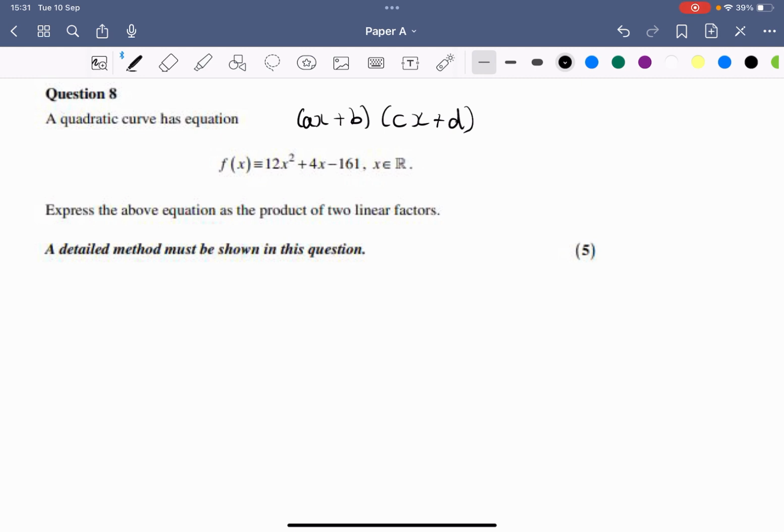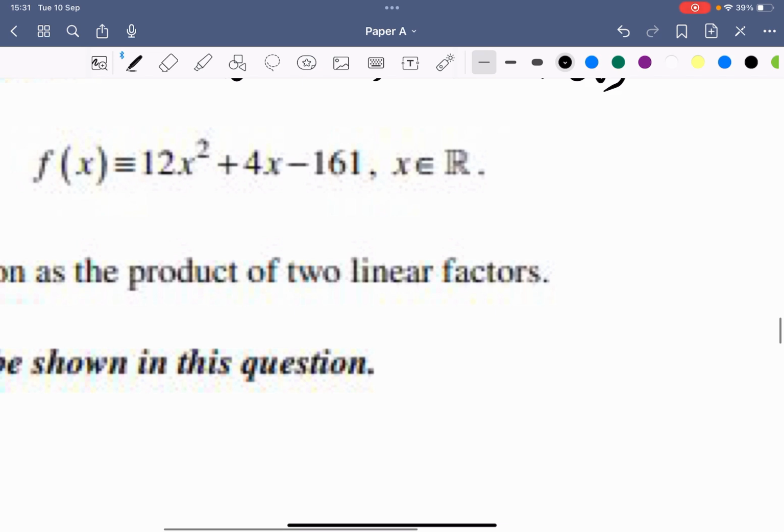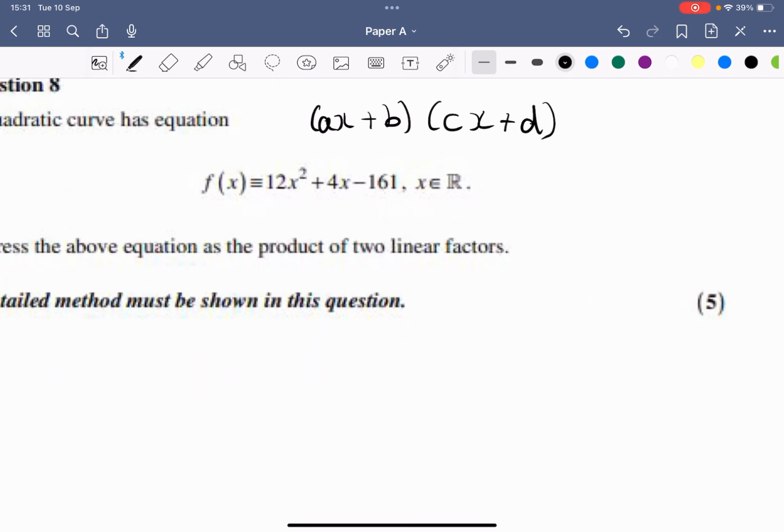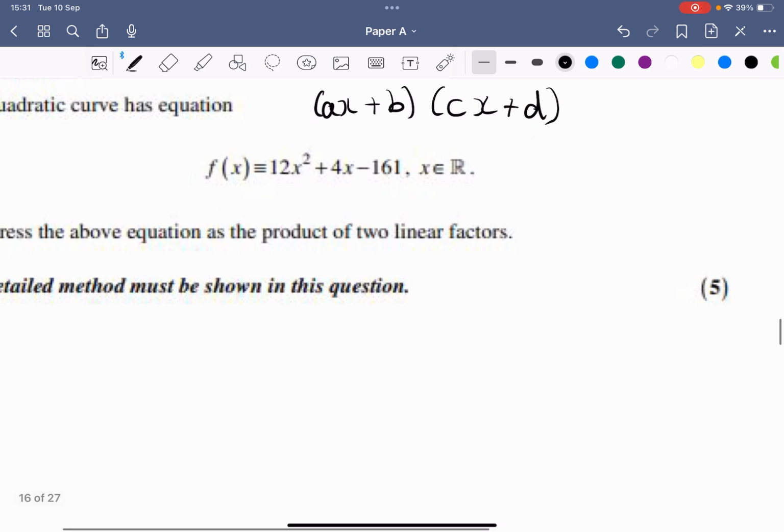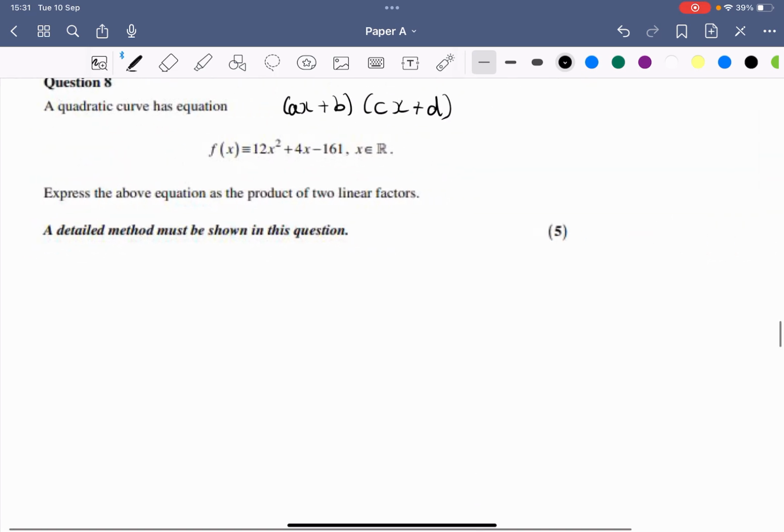Okay, so we can do the GCSE way, where we just find out two numbers that multiply and two numbers that add together. However, I think that the easiest way to do it is by solving it, because these are quite big numbers, right? So I think solving it and then rewriting it is the easiest way. So I'm going to show you what I mean by that. So if we solve it, we can use the quadratic equation, or we can also just use, oh actually no, it says a detailed method, so yeah, I'm actually going to solve it.